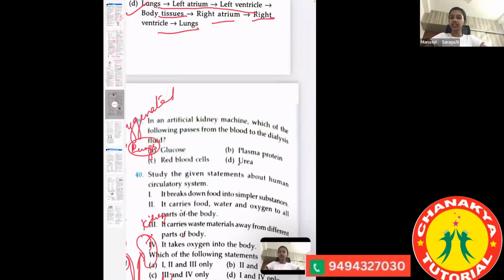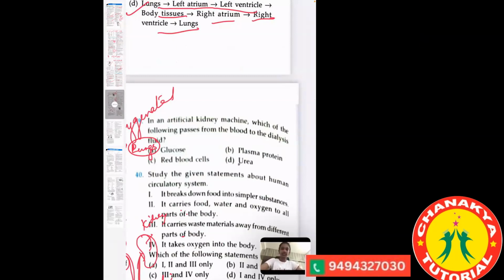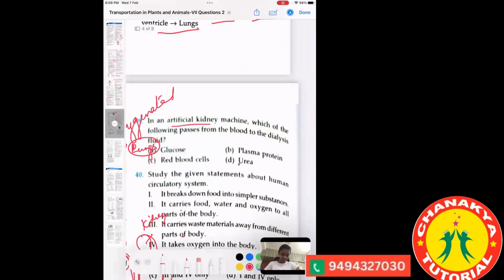Ma'am, 39. In an artificial kidney machine, which of the following passes from the blood to the dialysis fluid? Ma'am, I haven't actually understood this question. Okay, so what happens sometimes, a person will not be able to remove the nitrogenous waste from the body. So why is that person not able to remove the nitrogenous waste? Because their kidneys are not working.